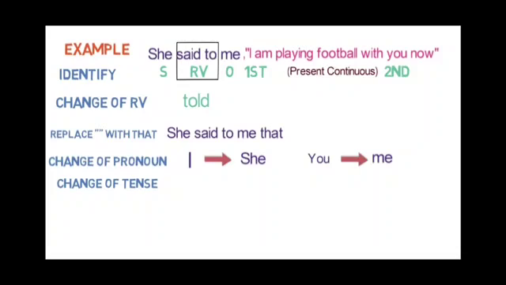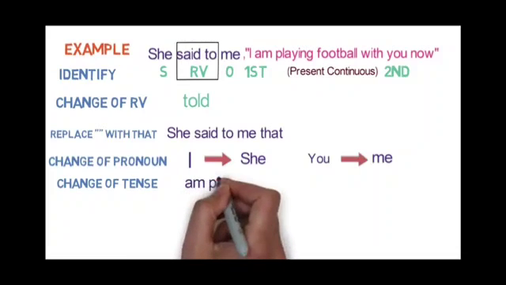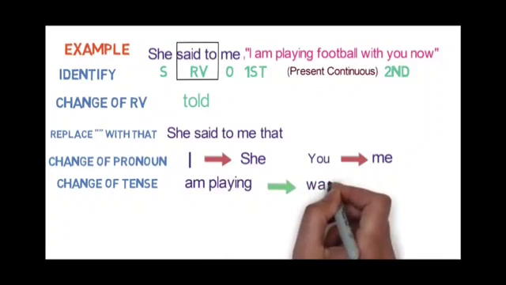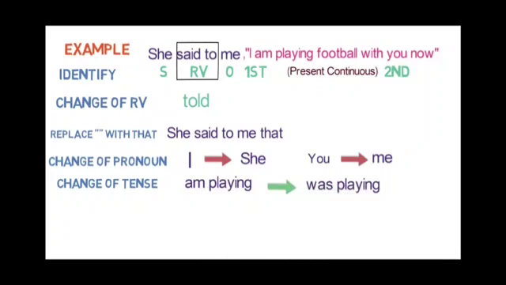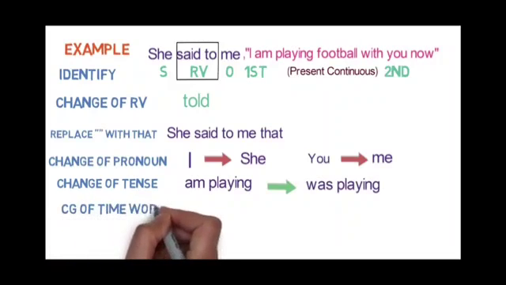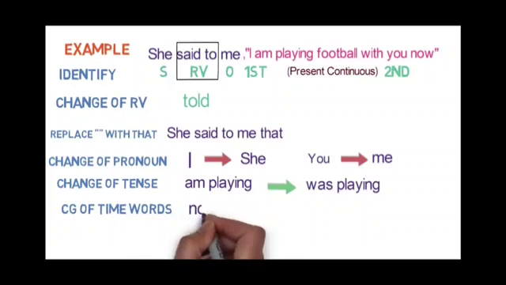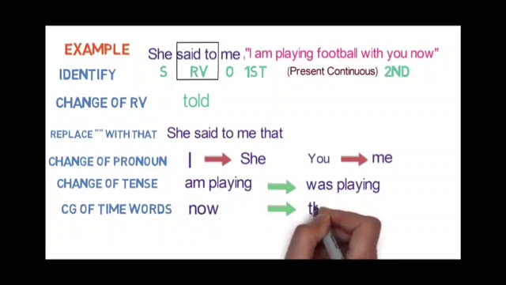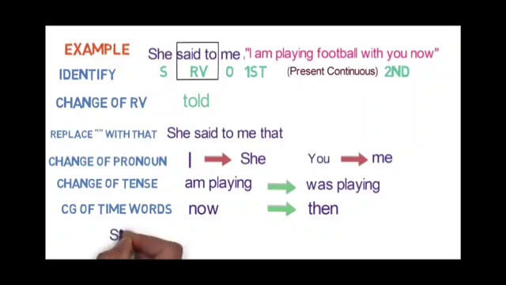So she said to whom? Me. I means I stands for she. It means she will come. Okay. Am playing. This I told you that when reported verb is in a past tense, then we are changing the tense also in a past continuous. Then we will change into the past continuous. Okay. And now this also I told you that this is the specific word and it will change. How? Now change with then. So see how we are changing. She said to me that she was playing with me then.